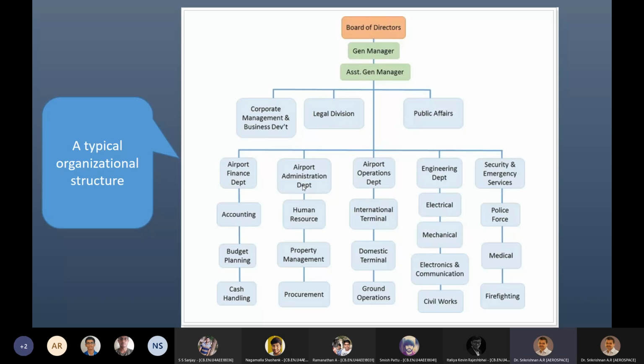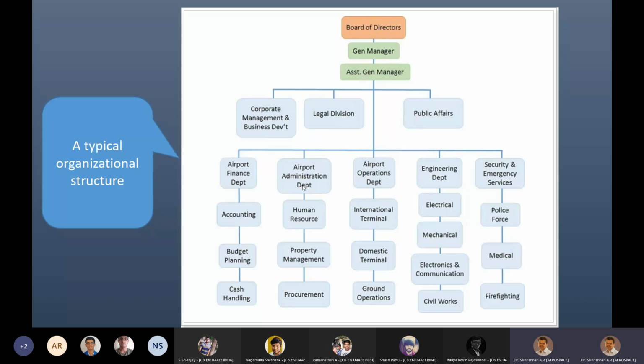Now, security-related activities like firefighting, medical emergencies, and police force will all be a separate department. So these are some of the divisions which come under the different departments. In fact, I mistakenly said that this is a US structure. Actually, this is not. There is another chart which I have taken from the US.